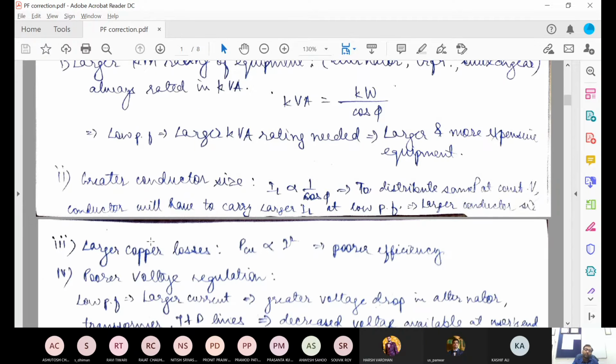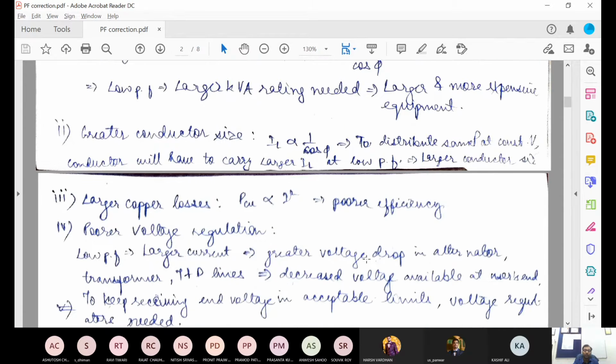And moreover, the running expenditure will also be higher because now the copper losses or the ohmic losses in the circuit will be higher. As we discussed earlier also, the copper loss or ohmic loss is proportional to I square, equal to I square R. So the poorer the power factor, the higher is the current flowing in the circuit, and the ohmic losses are proportional to the square of that current value. So not only will it require a greater capital expenditure as per points 1 and 2, but also as per point 3, it will have a larger running expenditure. So it's not really a desirable thing.